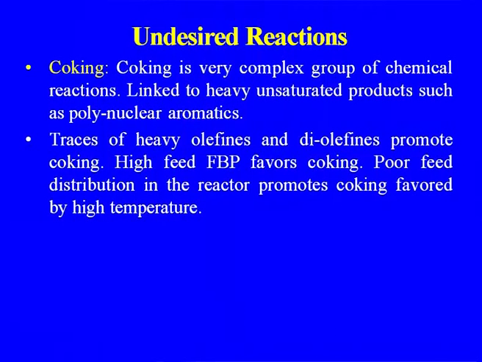Now let us discuss what are the undesired reactions. The first undesired reaction is coking, the formation of coke because of the cracking process that is taking place. So coking is a very complex group of chemical reactions linked to heavy unsaturated products such as polyene and polynuclear aromatics, because that contains polymerization from precursor to the coke formation. So traces of heavy olefins and diolefins promote coking. High feed boiling point favors coking. Poor feed distribution in the reactor promotes coking, and it is favored by high temperature.